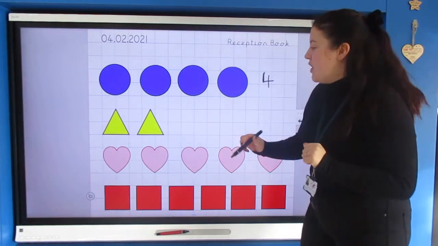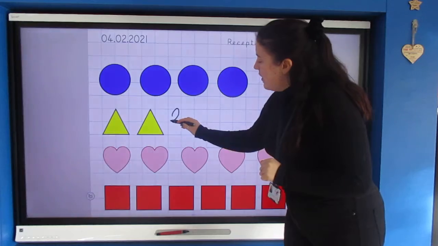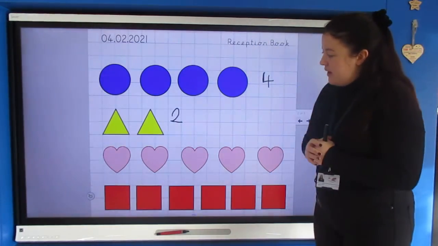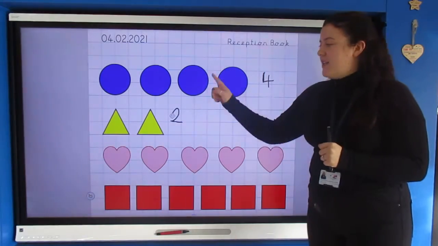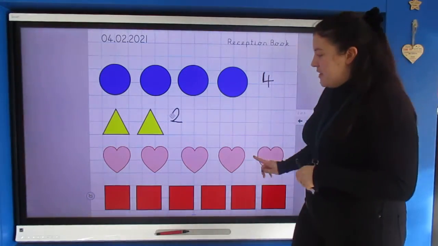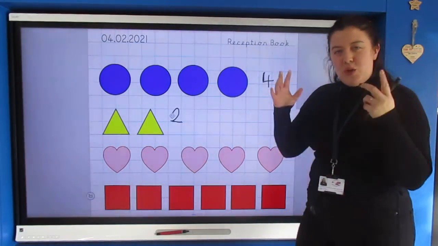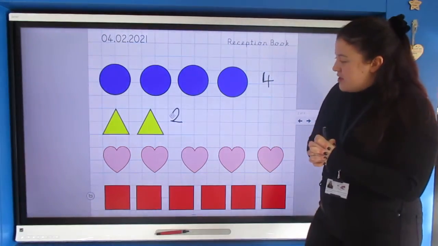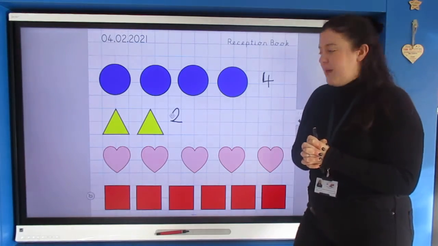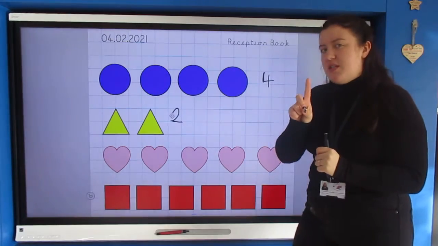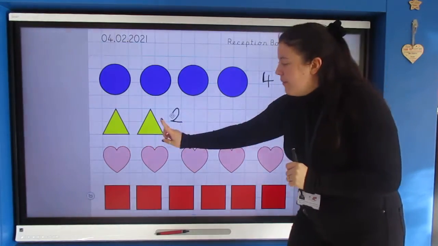Well done if you said 2. Slide to the right to make the number 2. So we've got 4 circles and 2 triangles so far. Now I've put in a love heart. Okay, it's going to be Valentine's Day soon, so it's all about love in February. So how many love hearts can you see? Remember, if it's tricky, pause the video and go to the screen and count them.